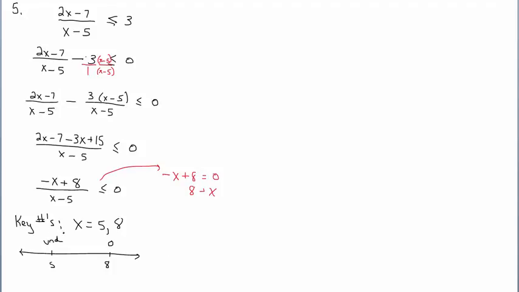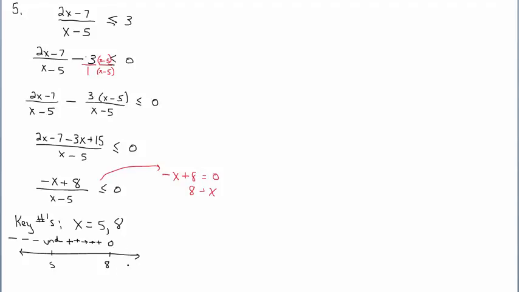Alright, let's test. So a number smaller than 5 would be 0. Plug in 0 for x here and 0 for x here, and let's see what kind of sign we get. So 0 here gives 8 over negative 5. That quotient results in negative. Okay, a number that falls between 5 and 8 would be like 6. 6 in here for this x in the denominator gives positive. 6 here would give us negative 6 plus 8, or 2. A positive divided by positive would be positive.